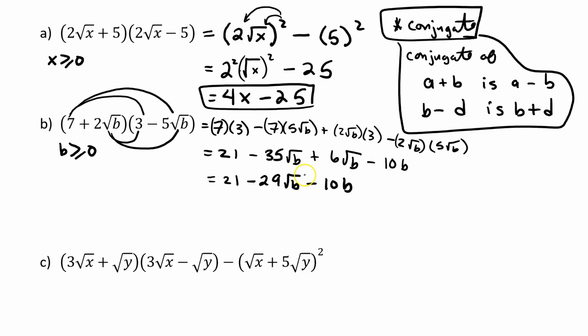This is the square root of b. If I were to inspect this and maybe remember from grade 10, I would say that's b to the power of 1/2, whereas this one right here is b to the power of 1. So they have different exponents, so they are not like terms.